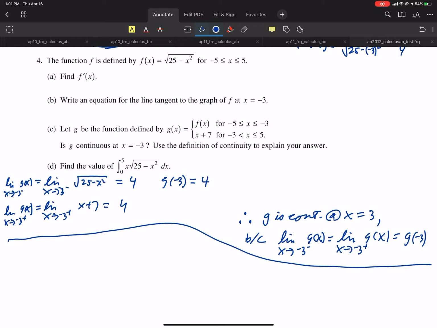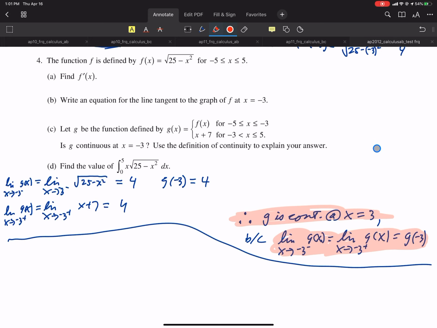we've shown all 3 to be equal. Therefore, our conclusion that we have here is valid. Therefore, g is continuous. Why? Because all 3 of these are equal. And that's what we were trying to show. So we're done with part C. Now on to part D.